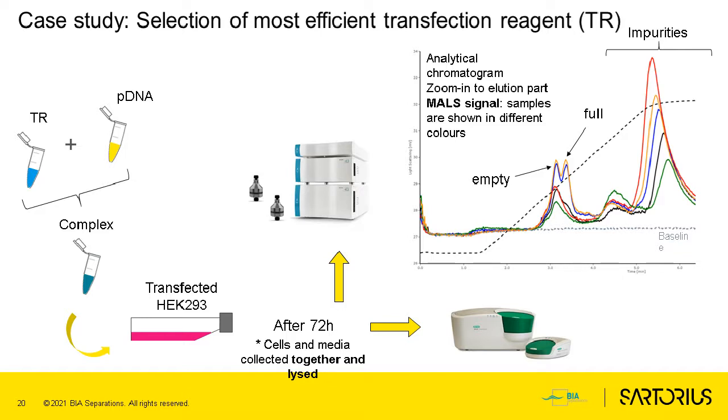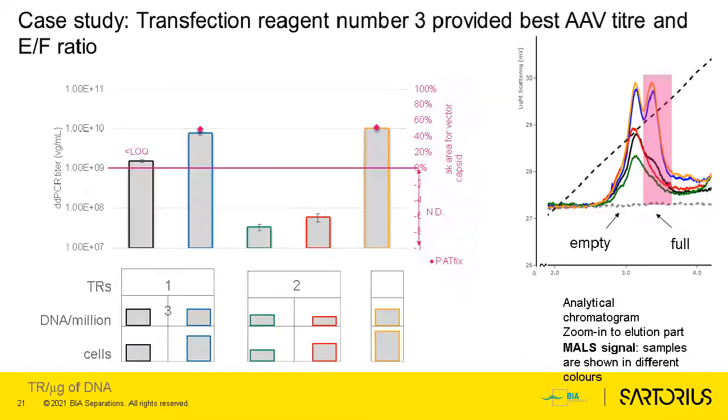So we're interested to check different transfection reagents, how they operate with regards to the expression of AAV, and also with regards to the empty and full formation. So we mix transfection reagents and plasmids in different transfection reagents, and we then transfect. After 72 hours, we took the samples, and different colors represent different types of transfection reagents. If we go to the next slide, we would then see the results more in detail.